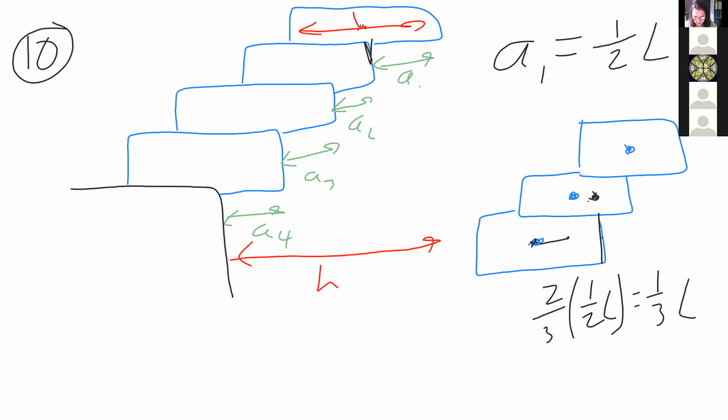Hold on, I missed. It's a third L from the center of the block, which means that the distance from the edge, because we have, let's see, I'm running out of space here, this distance is 1/3 L. Ultimately, that is the distance from here to here. If this is 1/3 L, then that means that the A3 overhang is 1/6 of an L.